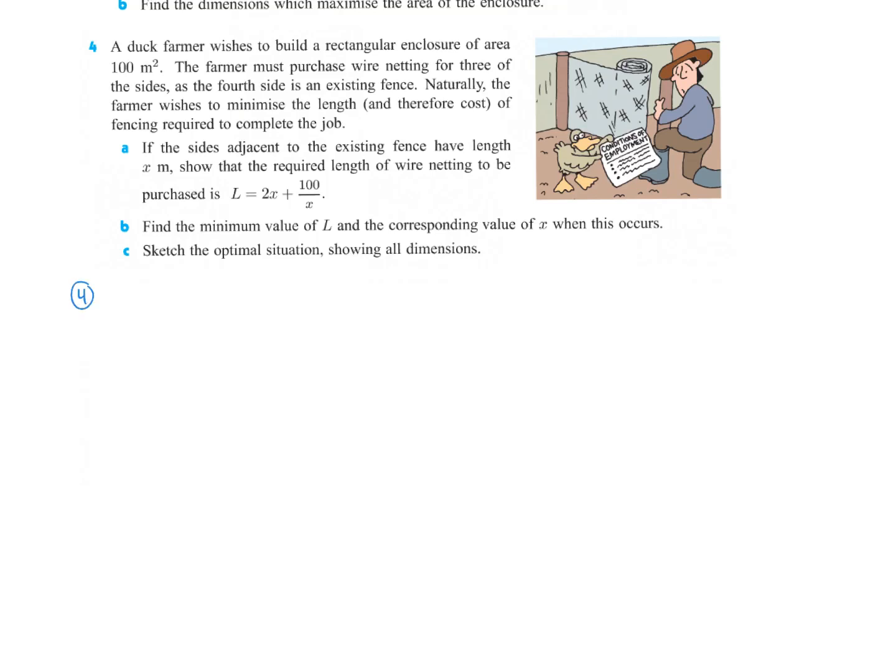A duck farmer wishes to build a rectangular enclosure of area 100 meters squared. The farmer must purchase wire netting for 3 of the sides, as the fourth side is an existing fence. Naturally, the farmer wishes to minimize the length and therefore cost of the fencing required to complete the job. If the sides adjacent to the existing fence have the length x meters, show that the required length of wire netting to be purchased is L equals 2x plus 100 over x.